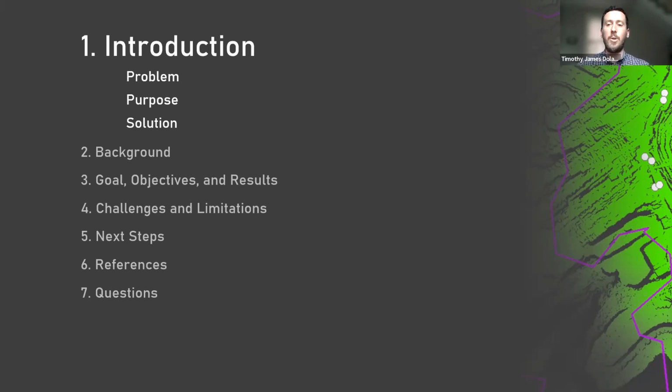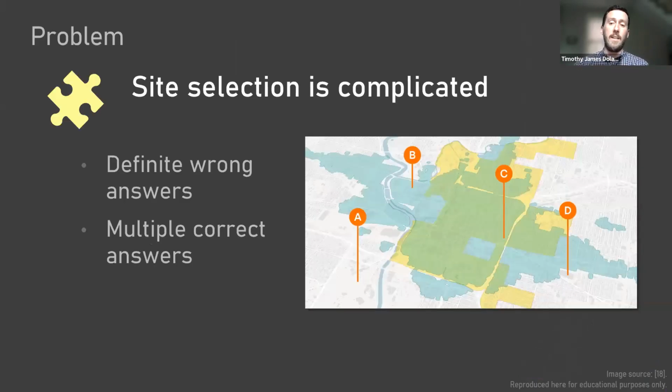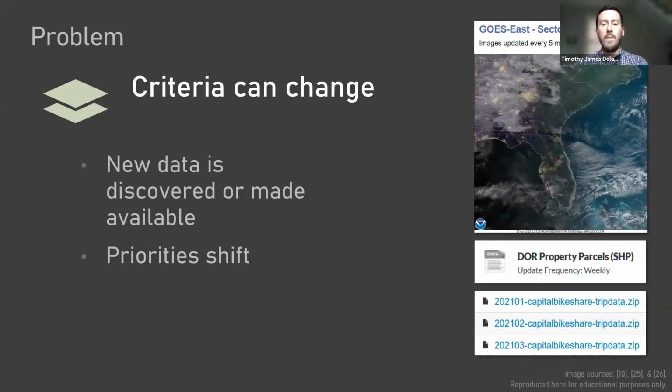As GIS professionals, we use our skills to acquire and analyze data to solve questions we ask ourselves, or ideally, someone pays us to answer. Some of these questions have cut and dry answers, but many do not, including those related to site selection. The process is complicated, and while there are definite wrong answers, there can be several correct answers, all depending on different factors. One of these factors is the ever-changing criteria we consider.